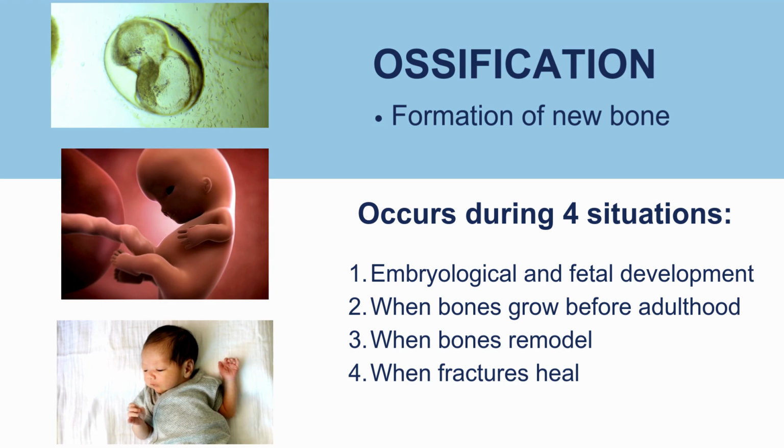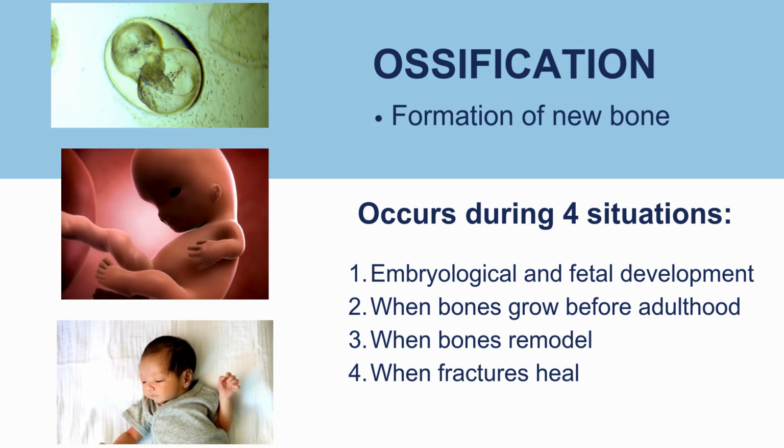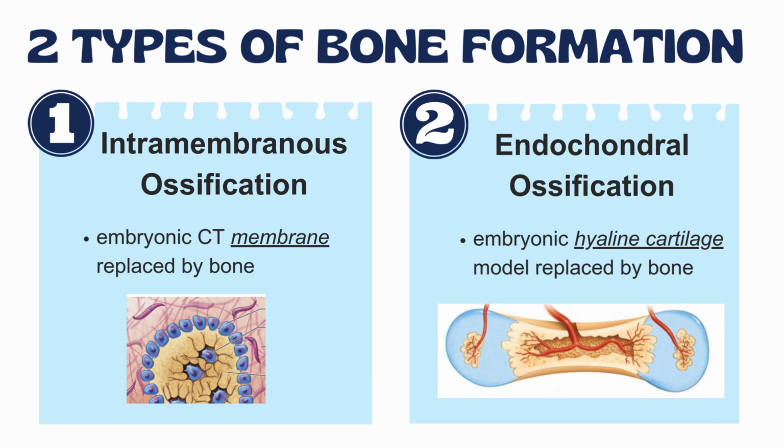Let's explore the two types of ossification. Bone formation occurs in two different ways. Intramembranous ossification occurs when embryonic connective tissue membranes are replaced by bone. Endochondral ossification occurs when the embryonic hyaline cartilage model is replaced by bone. So intramembranous has the membrane, endochondral uses a hyaline cartilage.